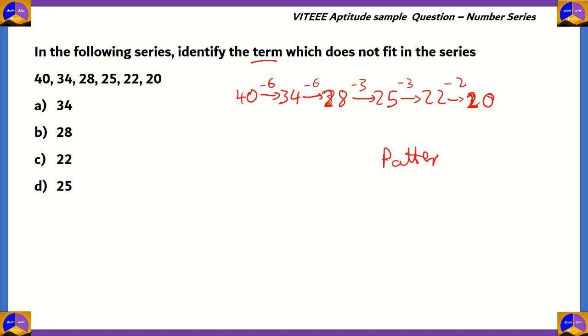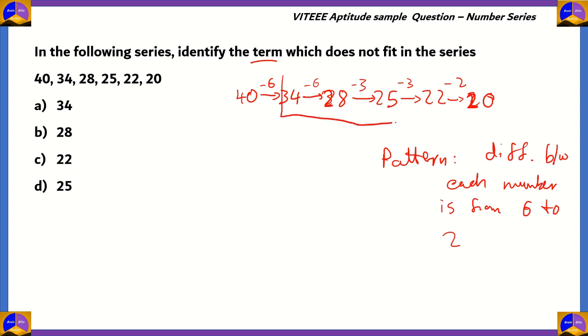The pattern in this question is that the difference between each number in the series goes from the number 6 down to the number 2. So you have 6, then 5, then 4, then 3, then 2. That's the idea. But since 34 minus 28 is 6 and 28 minus 25 is 3, the error lies in one of these three numbers. So we have now narrowed our field down to one of three digits. 34, 28, and 25: one of these numbers is incorrect.